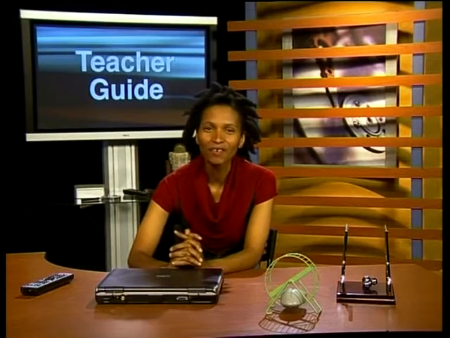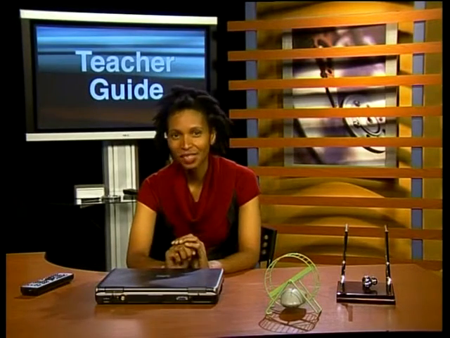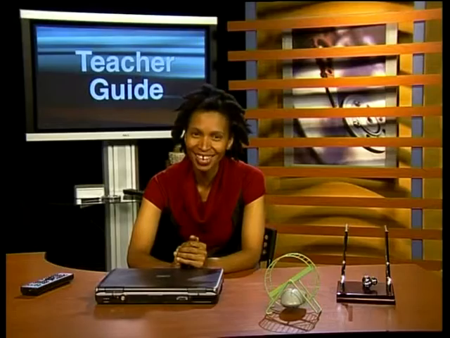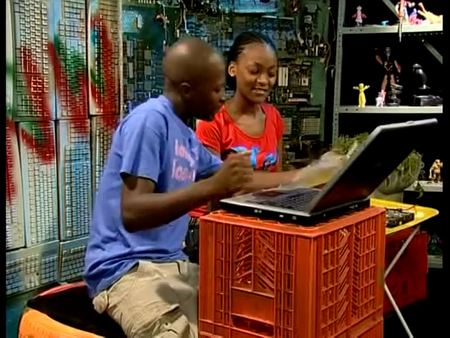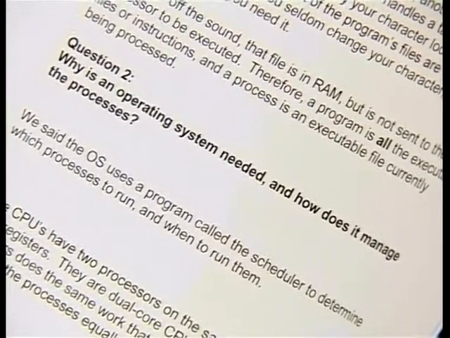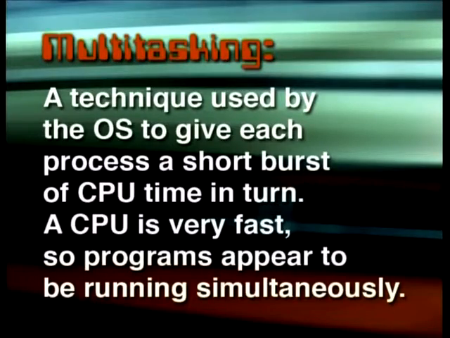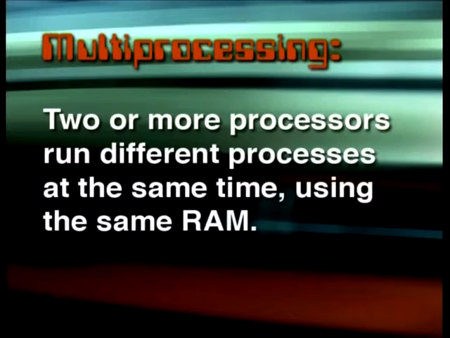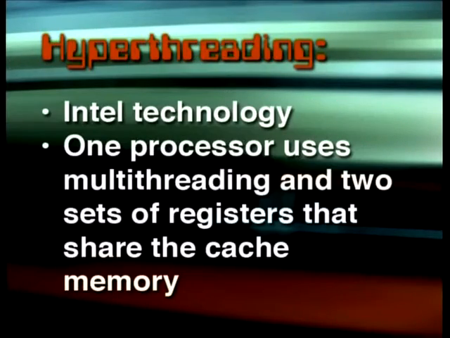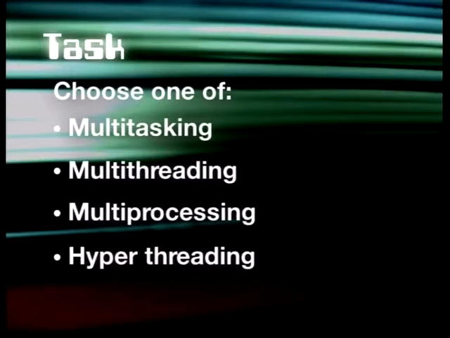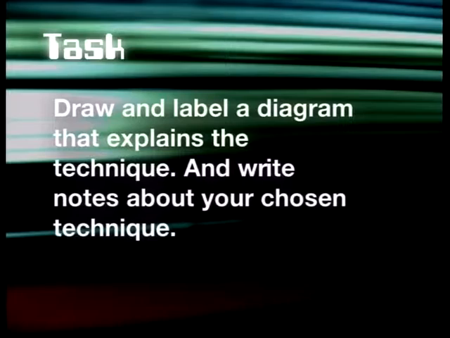In Lesson 5, we tie up all the loose ends and show how the hardware works with the system software to get the job of processing data done. We join Morwa and Zamo as they check their answers to an assignment. In the assignment, they find out about multitasking, multi-threading, multiprocessing, and hyper-threading. The task for the lesson requires your learners to review these important concepts by drawing a diagram to illustrate them clearly.